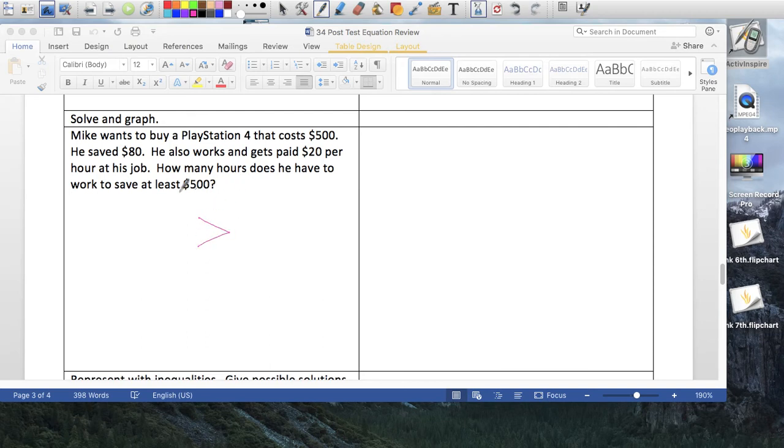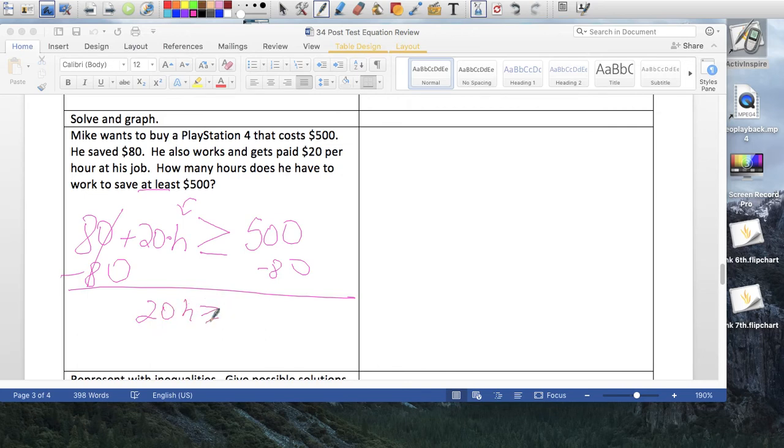So, again, minimum, at least, is this one. He has to make $500, not less, but more than $500 to buy a PlayStation. So, ya tiene 80, he already has 80. Now he's going to work $20 per hour, right? ¿Cuántas horas tienes que trabajar? So, minus 80, minus 80.